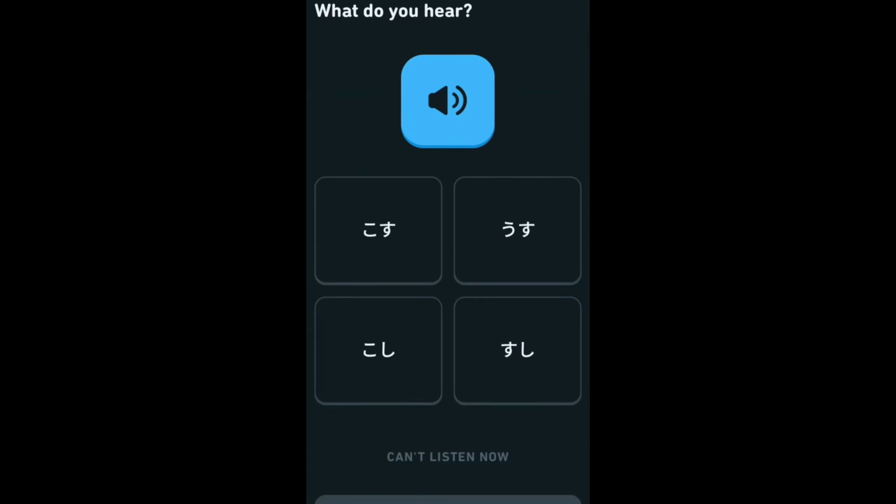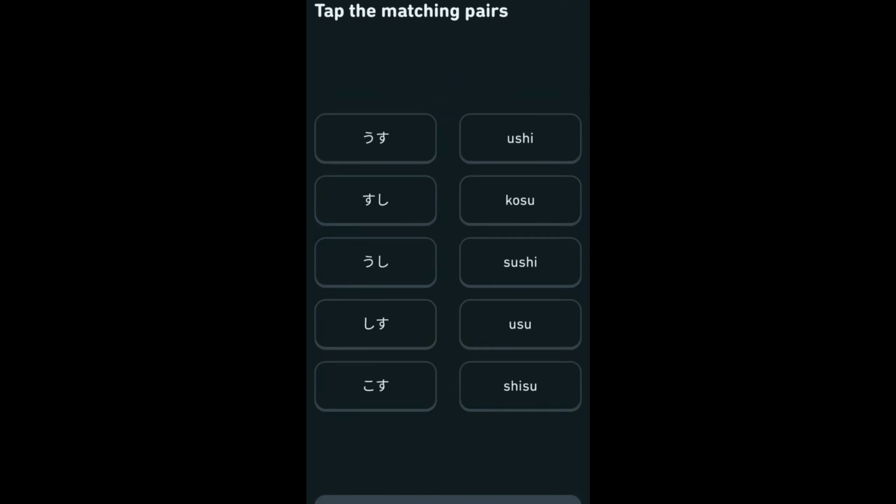Now what is the character for usu? Usu, yes. And now I want the first one. What does this match up to? Try and use your brains a lot. It's one of the things that we've done before. Usu, right. What is the second one?